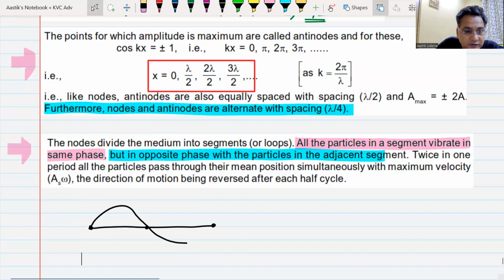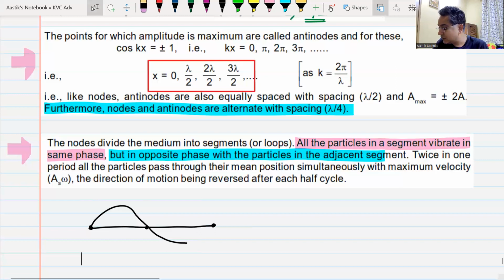This is good, but this will not help. Do I have a good diagram for a stationary wave? Let me check it out. There are no good diagrams that I find for stationary wave. So I'll take this one, just to make a point.